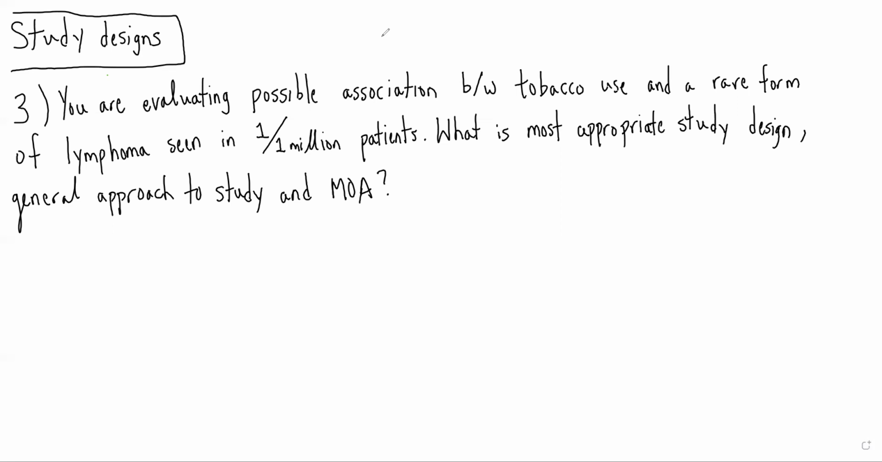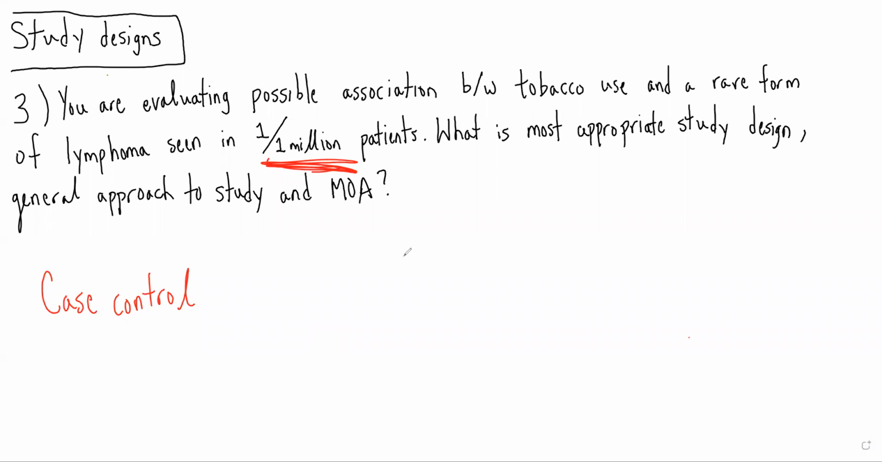So if we recall from lecture, in the setting of a rare outcome, the most appropriate study design is a case control. And the reason why is related to the general approach. So we remember that in a case control study, we divide patients based on outcome status.